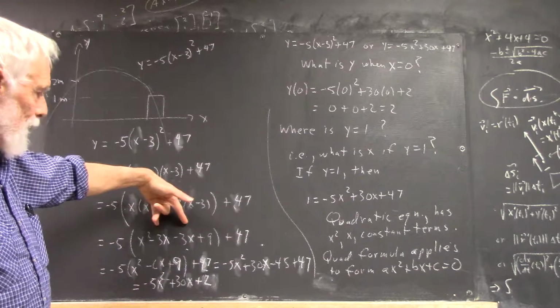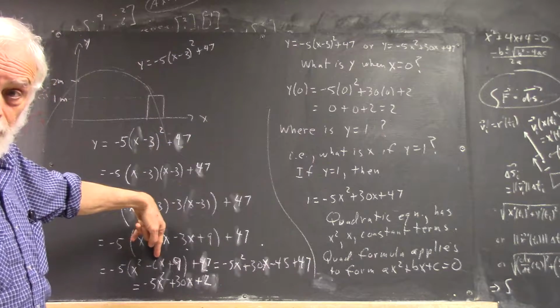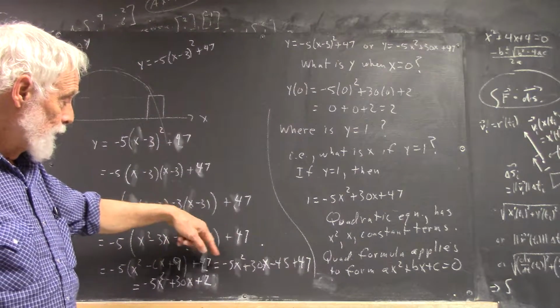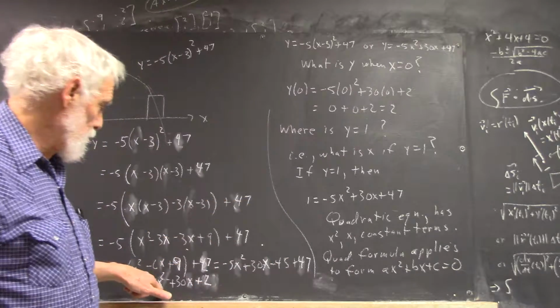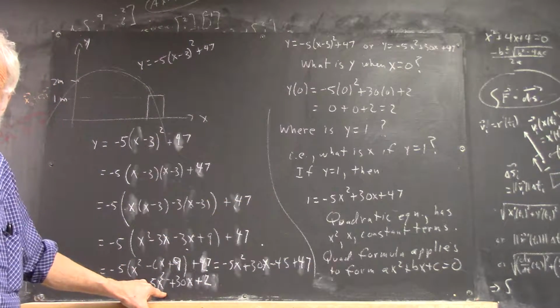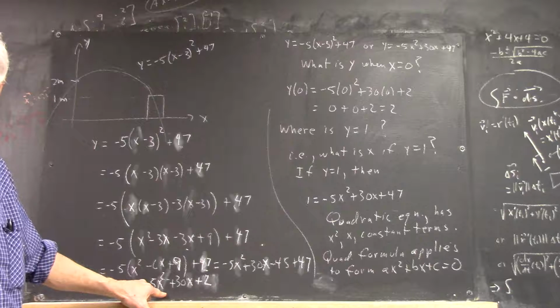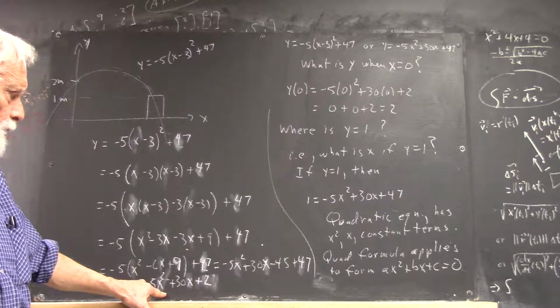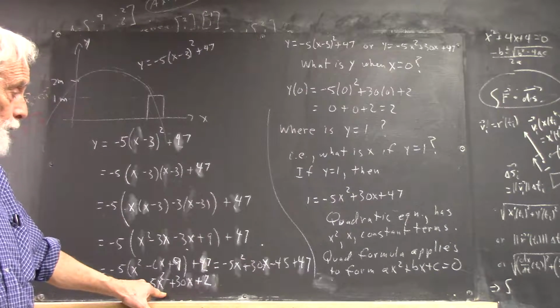At first we add the two -3x's to get a -6x. Use the distributive law here. Add the 47. We get this, we get the 47, we get this. Okay? That's all Algebra 1 and Algebra 2, so I'm not going to spend too much time on that, but if you have trouble with it, you know where to find the review.